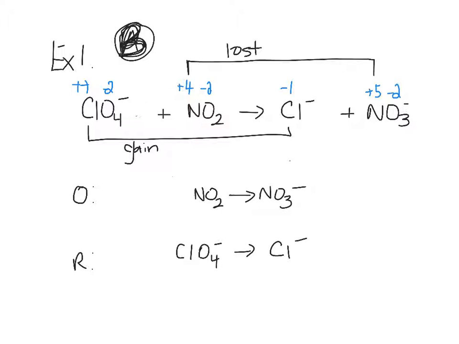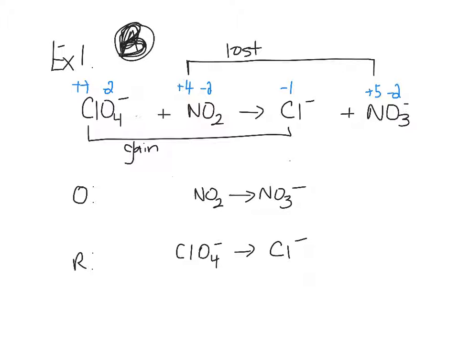So, step 3 says balance these two independently using steps 4 to 6. So, balance all atoms except for oxygen and hydrogen. So, is nitrogen balanced in the oxidation reaction? Yes, it is, because there's the same number of nitrogens. Okay. Balance oxygen using water, and then hydrogens using H+.